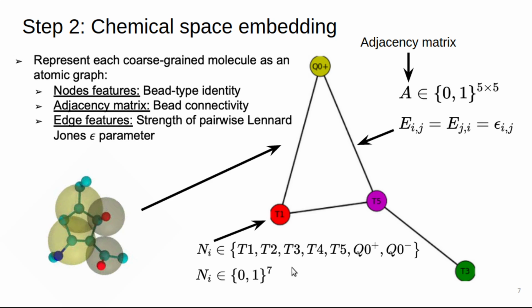The nodes are featurized according to the identity of the beads. So in this case, one of 7 different types of beads that are defined in this coarse grain force field. The adjacency, or the connectivity of the molecule, is defined through a binary adjacency matrix. And then the edges of our graph are featurized according to the strength of the pairwise Lennard-Jones epsilon parameter. So for this example, the edge connecting the T5 and the Q0 plus bead would be featurized according to the strength of the Lennard-Jones epsilon parameter between the T5 and the Q0 plus bead defined in the force field.